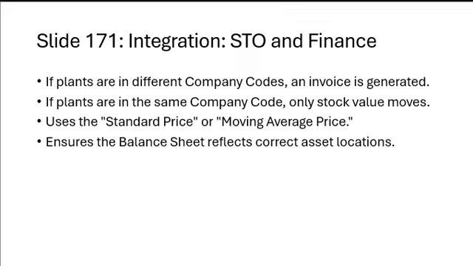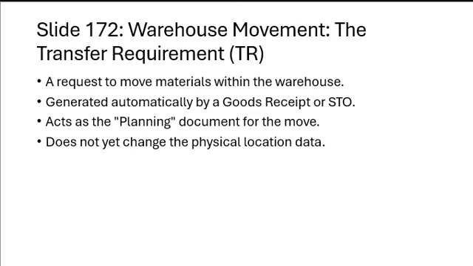Integration between the STO, the stock transfer order, and finance. Okay, different company codes will generate an invoice for the transfer. Same company code moves only stock value internally. Use standard price or moving average price to ensure the balance sheet reflects the correct asset location. Financial integration will maintain accurate company records. The stock transfer order links logistics with the financial accounting process.